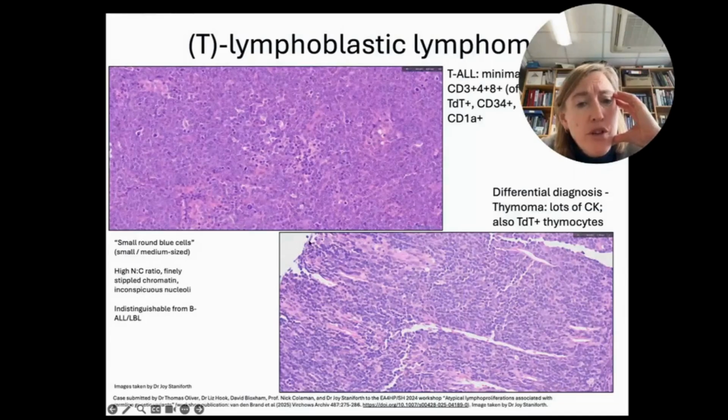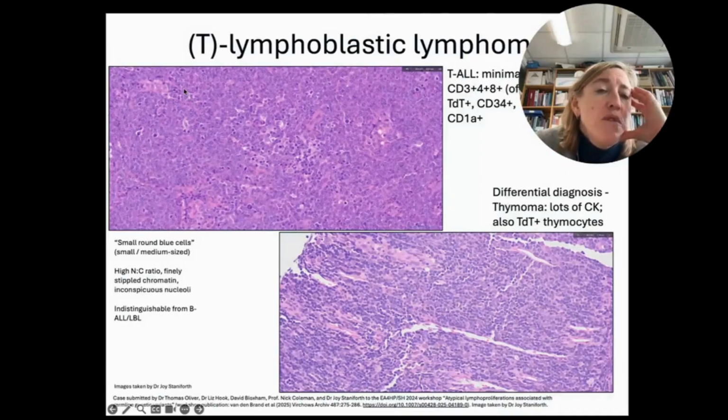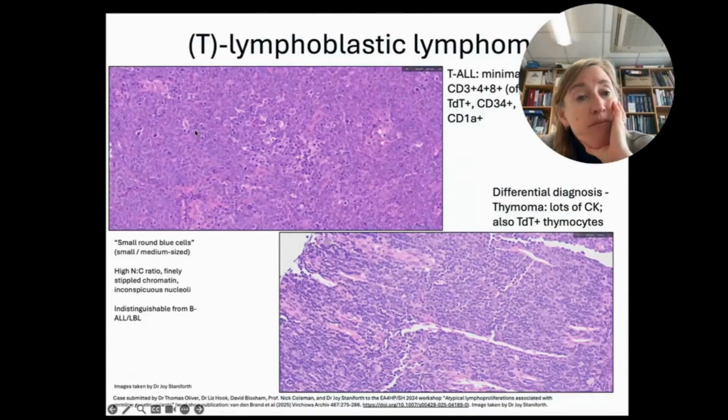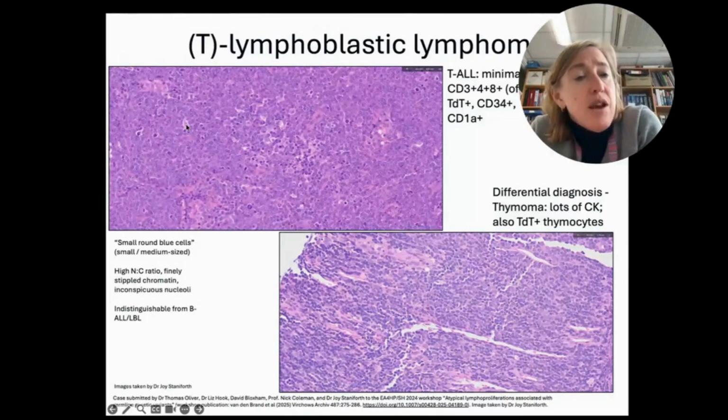And this is just showing a section of thymoma, which has quite a lot of thymocytes in it, which aren't dissimilar to this. If you're wondering whether it's a T lymphoblastic lymphoma rather than normal thymus or a thymoma, staining for cytokeratin is often really helpful, because if it's a thymoma, there's lots of cytokeratin positivity. If it's a lymphoblastic lymphoma, there'll be very little cytokeratin staining, because it will have obliterated most of the thymus. And if it's not in the thymus, then you won't have any cytokeratin unless it's in a non-lymphoid site.